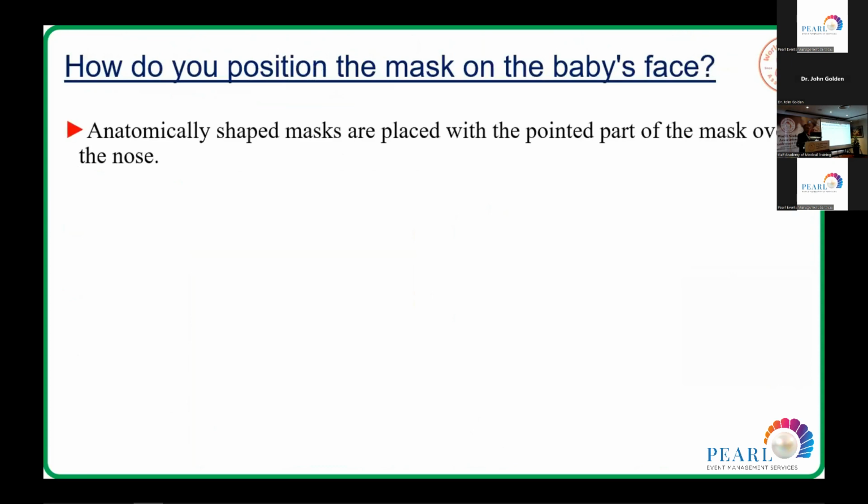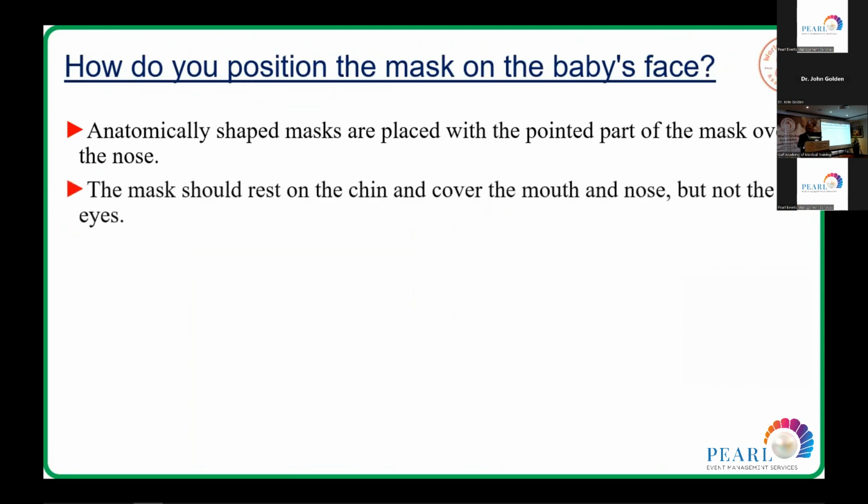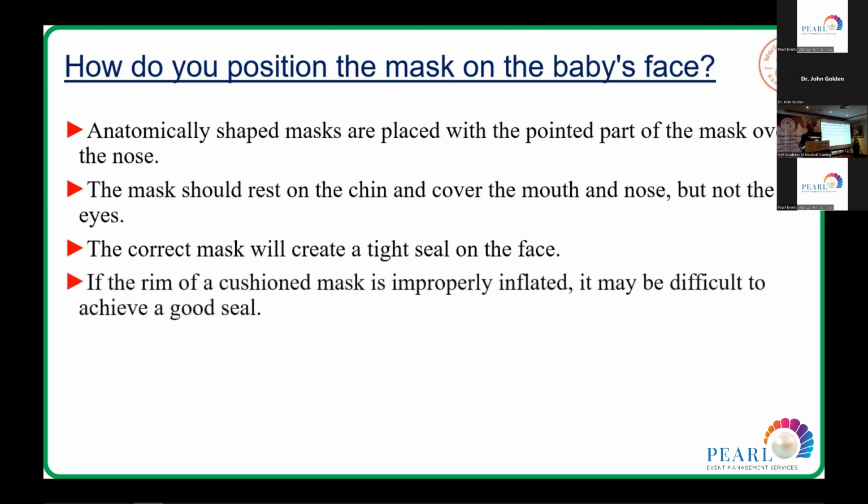Anatomical shaped masks are placed with the pointed part of the mask over the nose. The mask should rest on the chin and cover the mouth and nose, but not the eyes. The correct mask will create a tight seal on the face. If the rim of the cushioned mask is improperly inflated, it may be difficult to achieve a good seal.